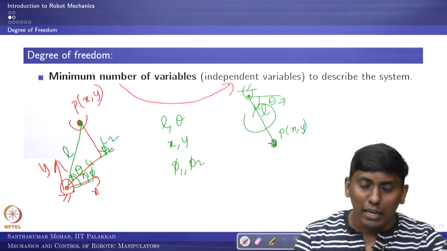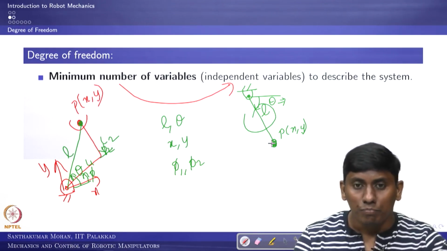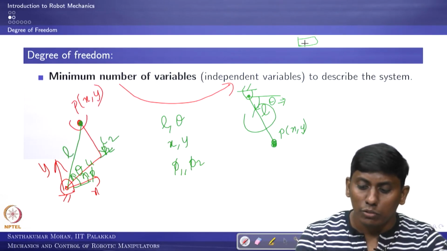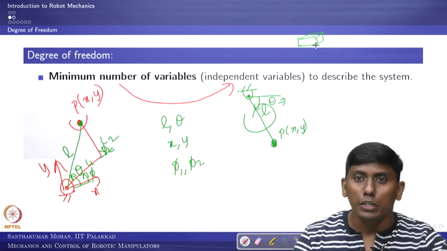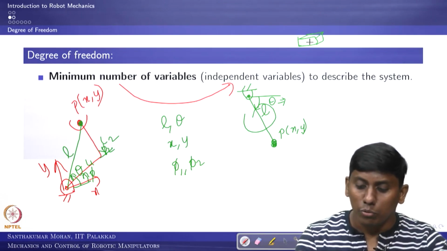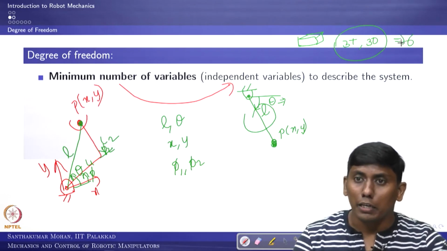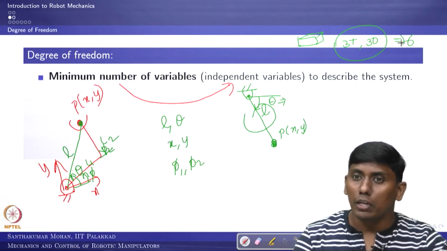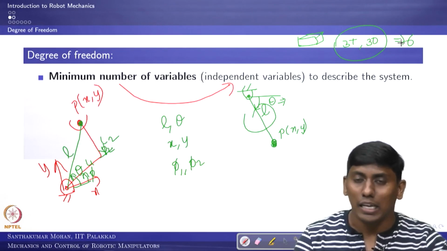The same thing we can try to understand in mechanics. If you are looking at a motion system, if you take any free body in space, how many variables do you need to describe the system? It requires 3 translations and 3 orientations. In the sense, it requires 6. So if you have n number of bodies, how many degrees of freedom would there be, or how many variables are required? It would be n into 6, or 6n, right?